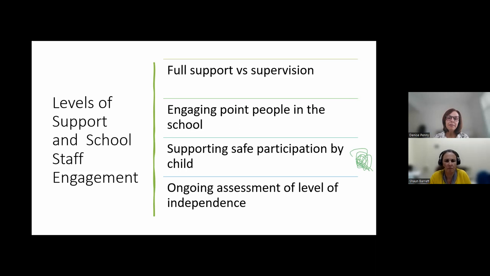The key is to be able to support safe participation by the child. So whatever that looks like for them to be able to continue to be independent with their insulin or diabetes management, and that through your involvement and that feedback that comes back to us and the family is that ongoing assessment of what their level of independence is and what further the family may need to work with the child on to allow them to become more independent.